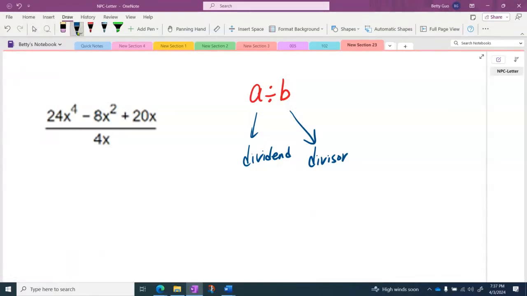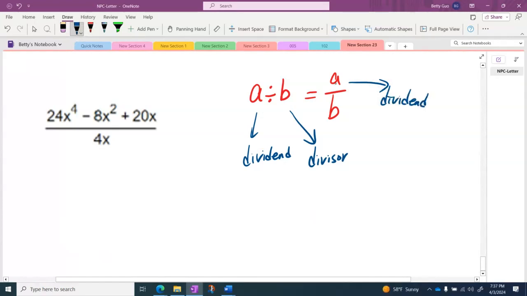And we can rewrite division in the fraction quotient format. So a divided by b can be written as a over b. So we know the numerator is the dividend. Denominator is the divisor. Okay? Please take time to memorize, in a division, which part is the dividend and which part is the divisor. Numerator is the dividend. Denominator is the divisor.